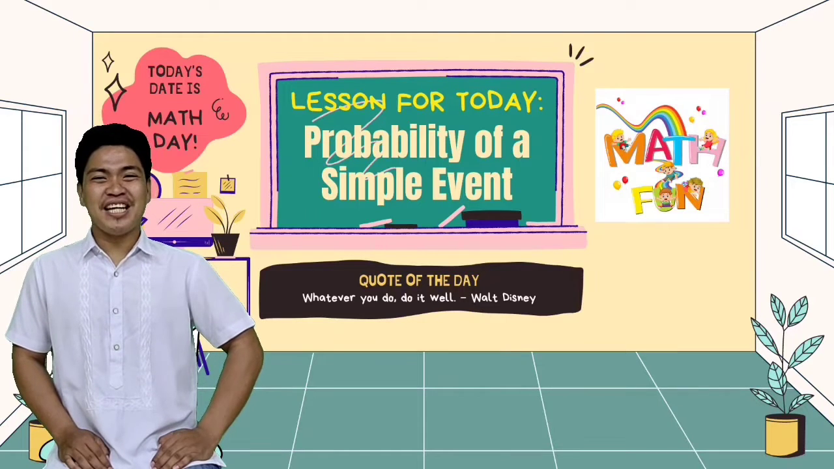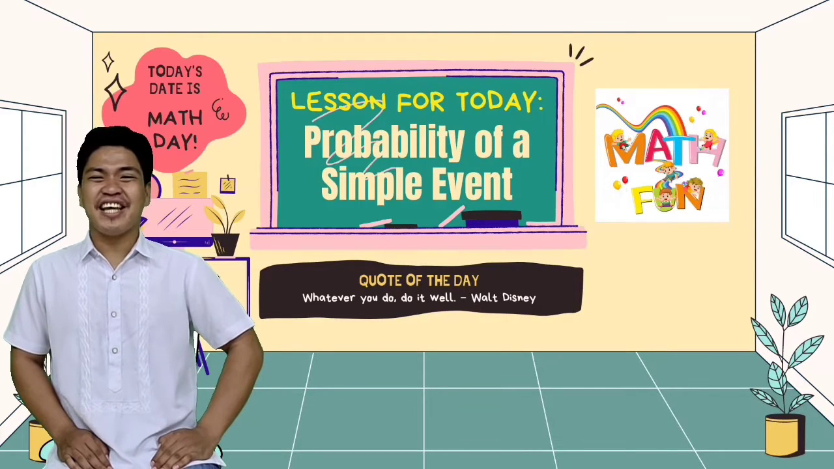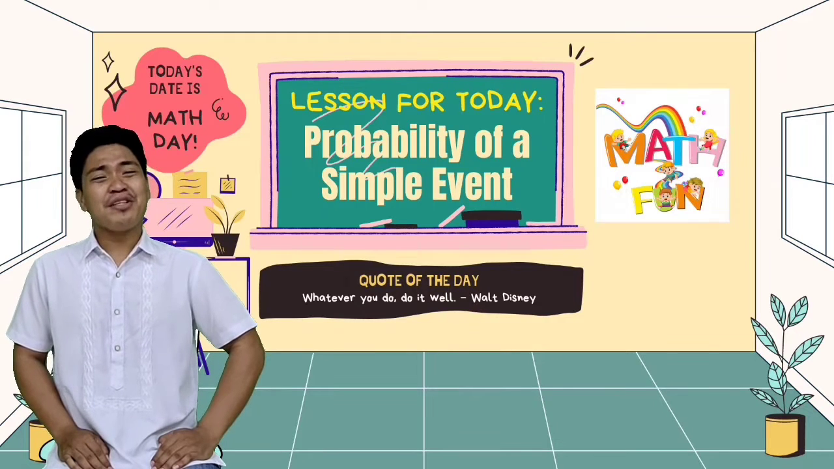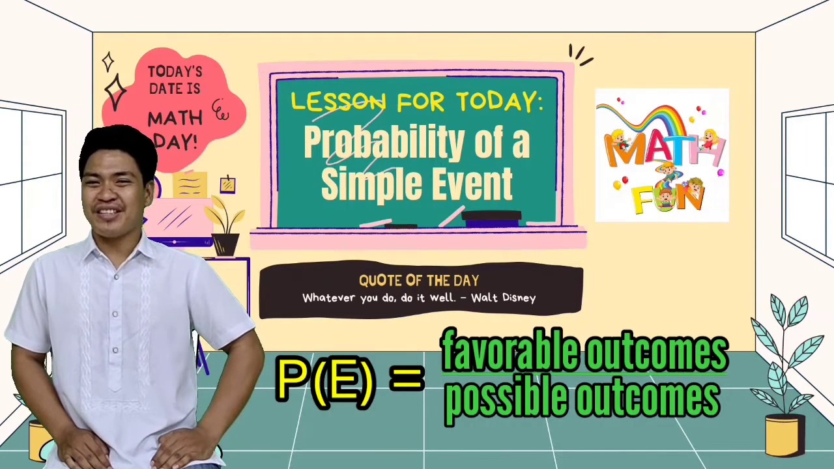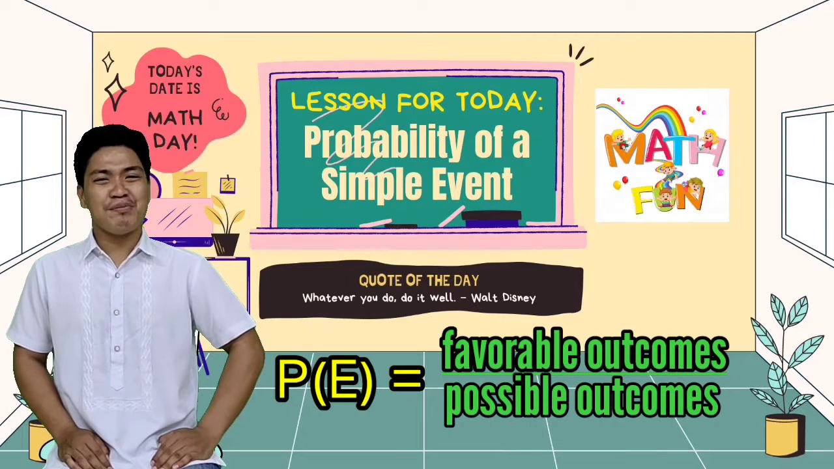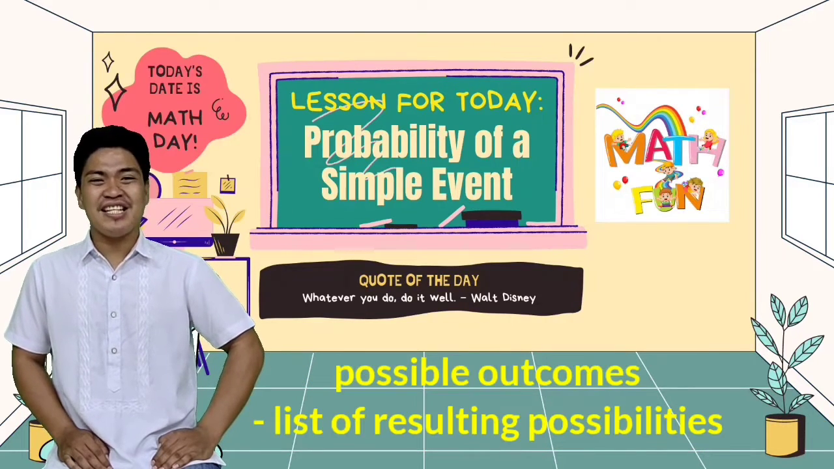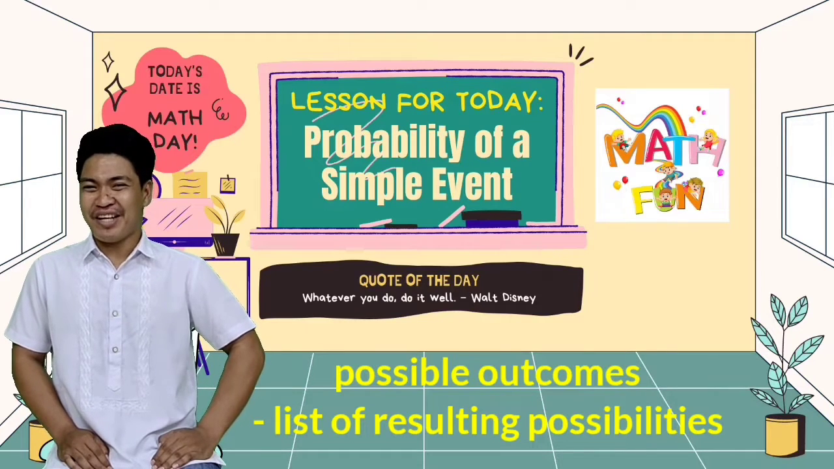Kindly jot down the formula that we will be using in getting the probability of a simple event. The probability of a simple event is equal to the number of favorable outcomes divided by the number of possible outcomes. The favorable outcome pertains to the result that is desired. On the other hand, possible outcomes is a list of all resulting possibilities from an event.